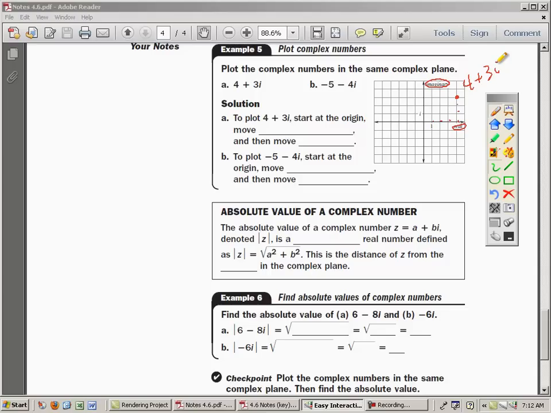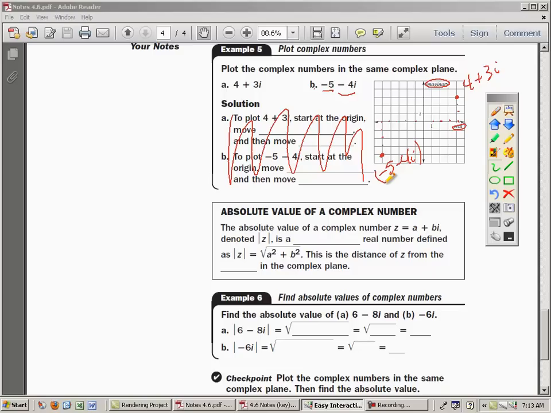What about -5 minus 4i? All right, and so again, I don't really worry about filling all this stuff out right now. For letter B here, that says go left 5 on the real axis, 1, 2, 3, 4, 5, and then down 4 on the imaginary axis, 1, 2, 3, 4. And so that's -5 minus 4i. Pretty straightforward business, right?